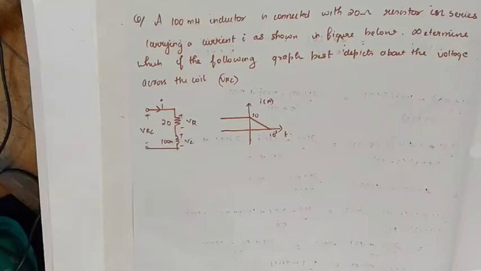Carrying a current I as shown. Determine which of the following graphs best depicts the voltage across the coil. I have not drawn the options down below. Instead, we'll find the graph ourselves.